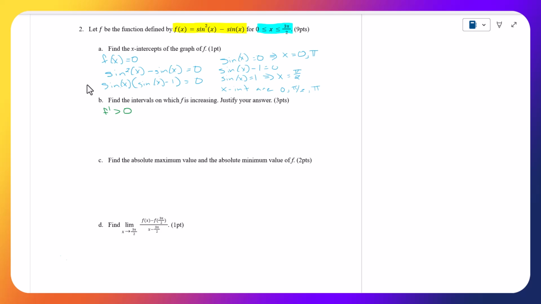And we get f prime equals, I tried to help y'all out and gave you a warm-up question asking what the derivative of sine squared of x is. The derivative of sine squared of x is 2 sine x, that's our power rule, times cosine x, and that's our chain rule. 2 sine x using our power rule times the derivative of our inside function, which is cosine x, minus cosine x.